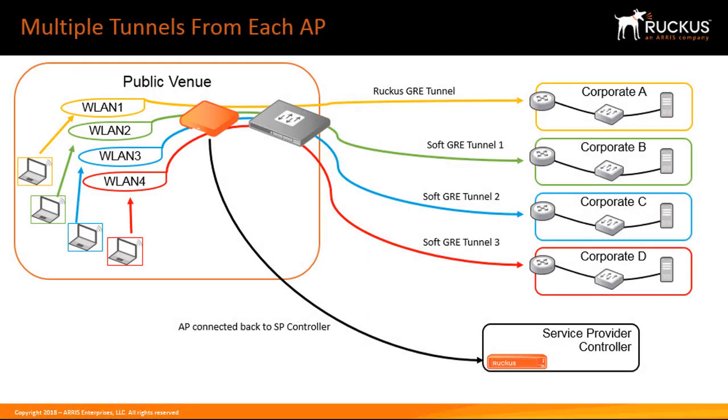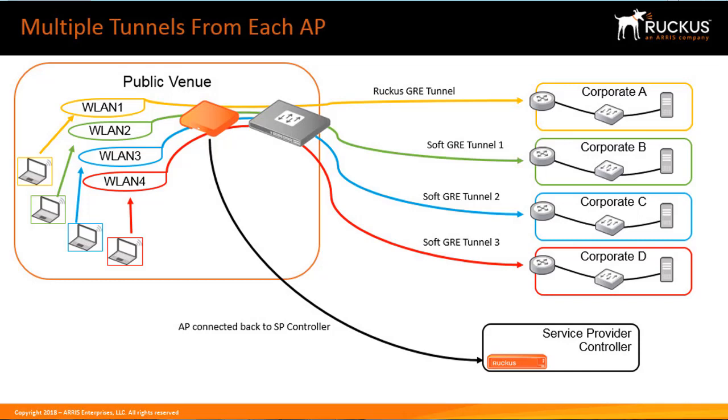This gives you a visual representation of exactly what we're talking about here. You can have a public venue or an environment where you have wireless LANs configured, and each one of those will terminate or forward its data plane traffic towards its configured gateway. You can have up to 4: a Ruckus GRE tunnel and then up to 3 soft GRE tunnels that can all terminate at a different gateway, as you can see here in this demonstration.